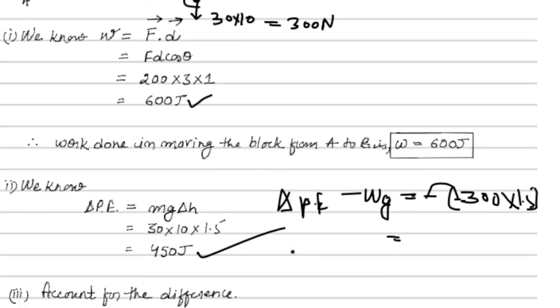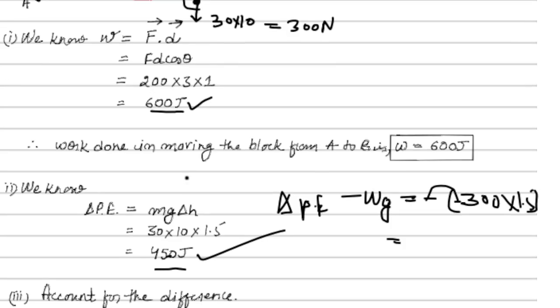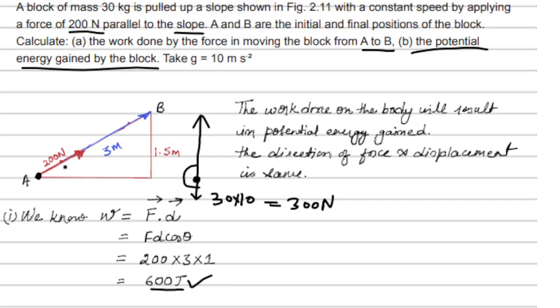Account for the difference. So the difference is, see, the work done is 600 joules. We have given the box energy as 600 joules, but the potential energy has only increased by 450 joules. So where has that 150 gone? So that must have gone into the friction force, because see, the kinetic energy has not increased. That's why they have told us that we have pulled it with constant speed.